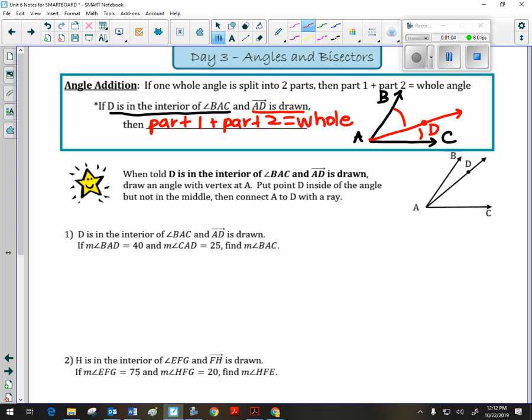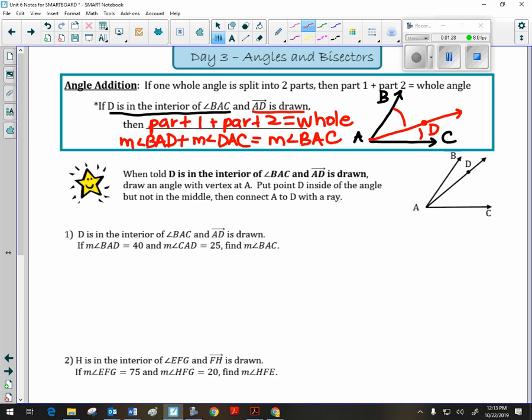Or you could be a little more mathematical and say that the measure of angle BAD, that's the angle that is on the top, plus the measure of angle DAC, the measure on the bottom, equals the measure of the whole angle that we're calling BAC. So basically, either way you look at it, whether you call it by parts or you call it by the angle name, the same situation occurs.